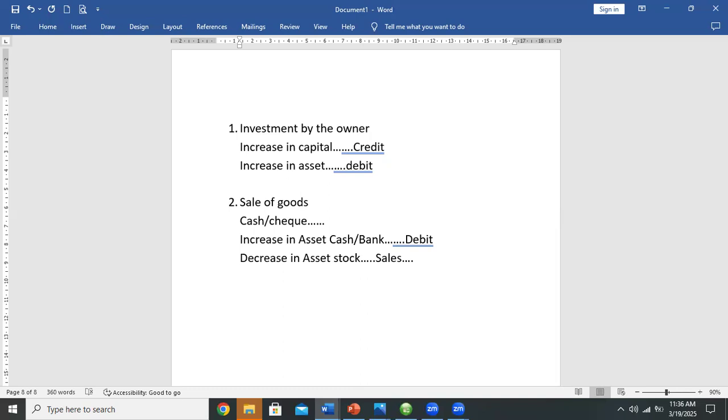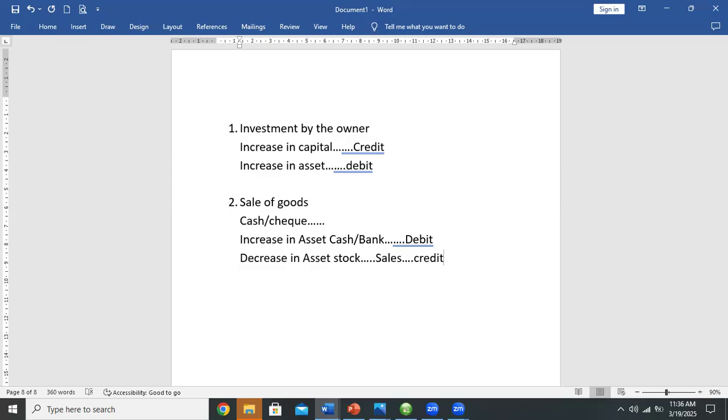So one of the things I can tell you is anytime you sell goods, please note, you open the sales account and you credit it. And I believe now you are comfortable with this credit and debit. Credit means you record it on the right hand side, and debit means you record it on the left hand side, like we have been doing.